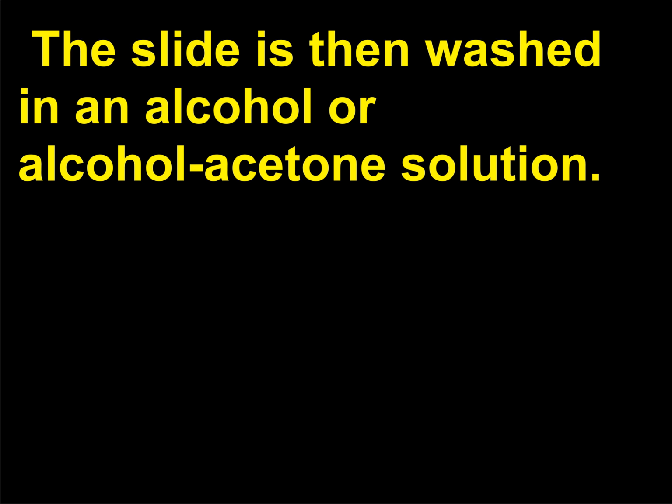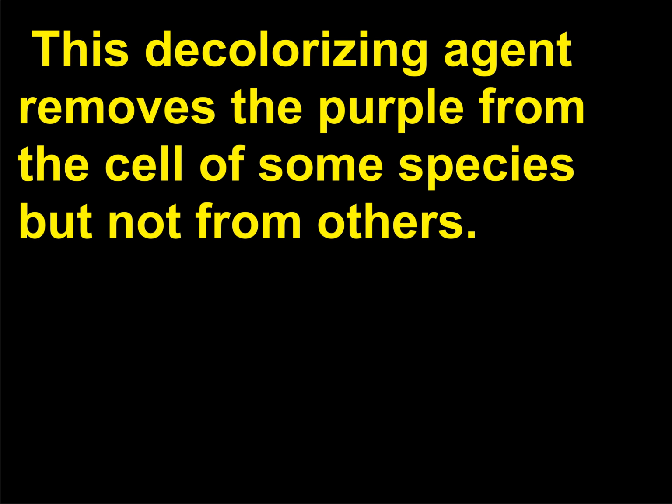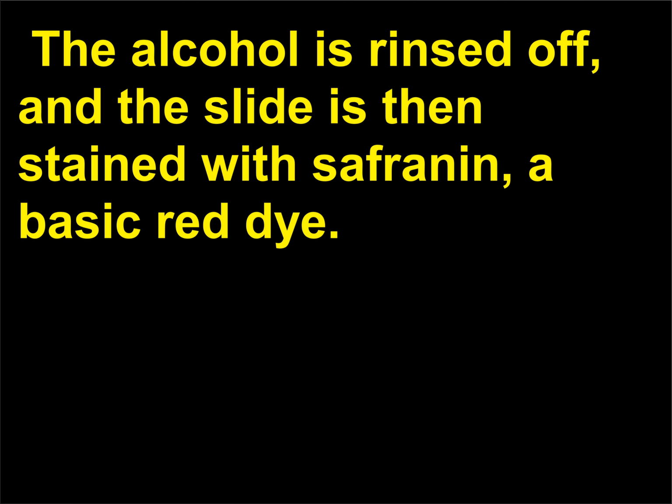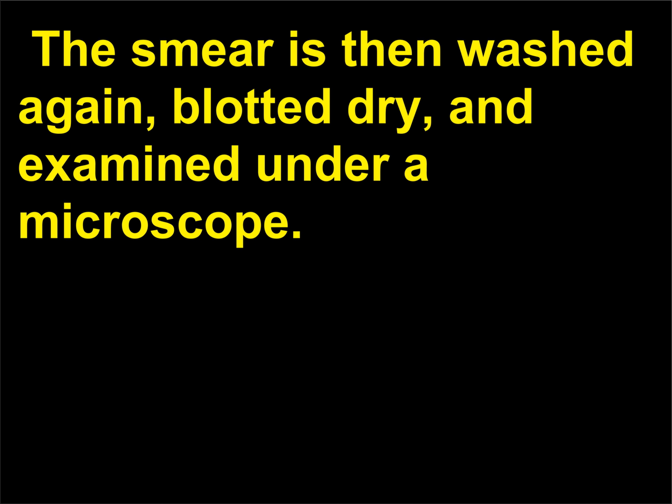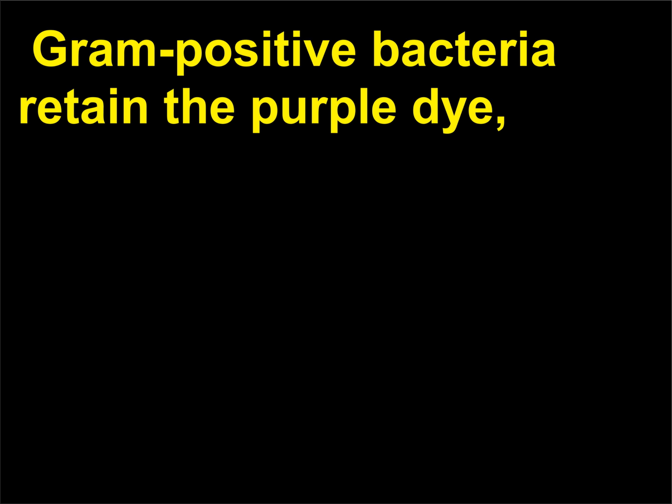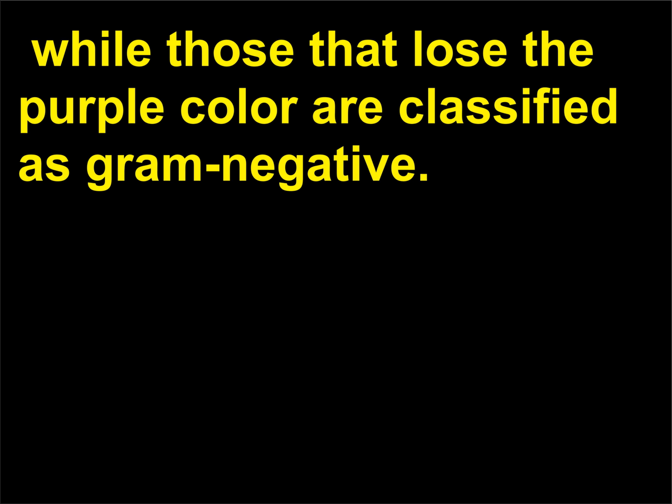The slide is then washed in an alcohol or alcohol-acetone solution. This decolorizing agent removes the purple from the cell of some species but not from others. The alcohol is rinsed off, and the slide is then stained with safranine, a basic red dye. The smear is then washed again, blotted dry, and examined under a microscope. Gram-positive bacteria retain the purple dye, while those that lose the purple color are classified as gram-negative.